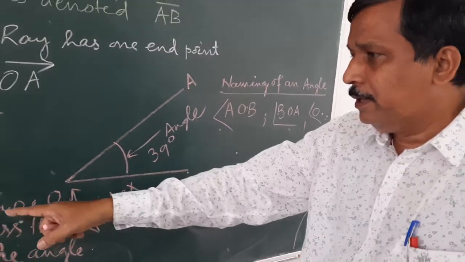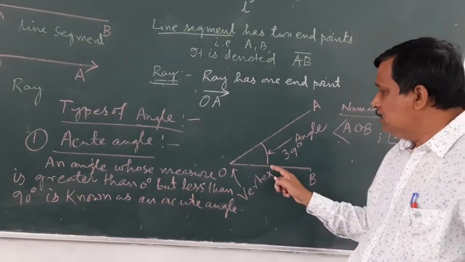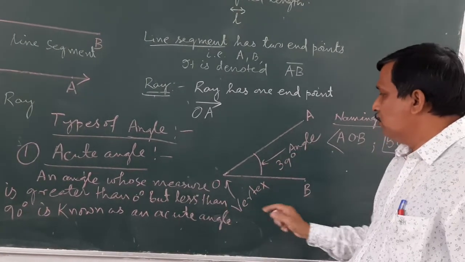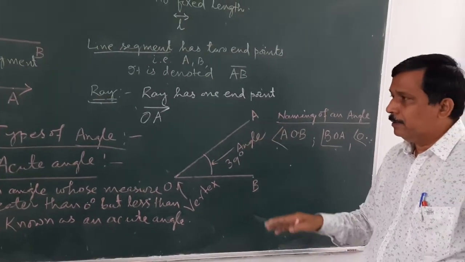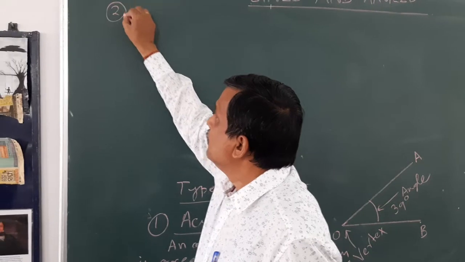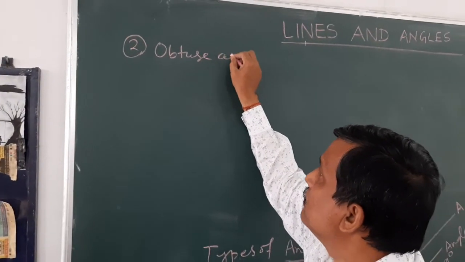So what I have told here, an angle whose measure is greater than 0 but less than 90 degrees is known as an acute angle. So this is all about your acute angle. Okay, next, second, is your obtuse angle.